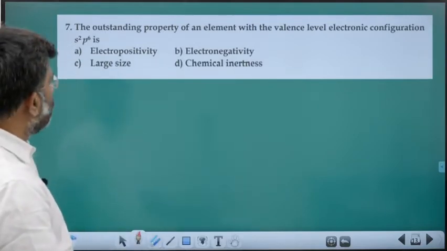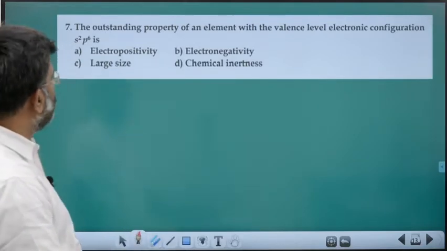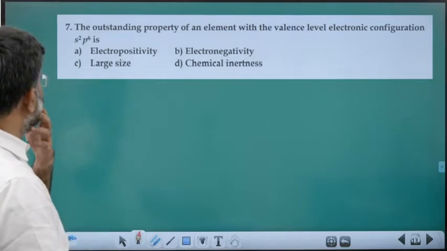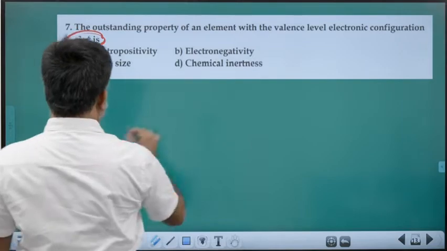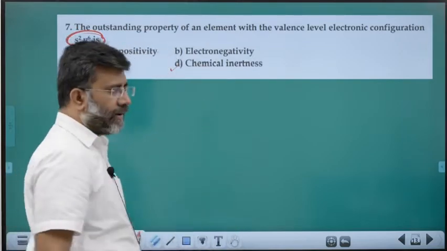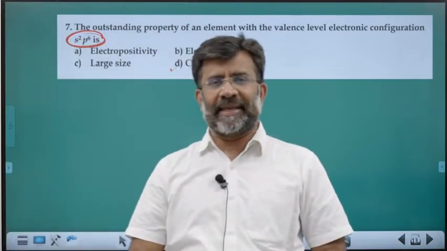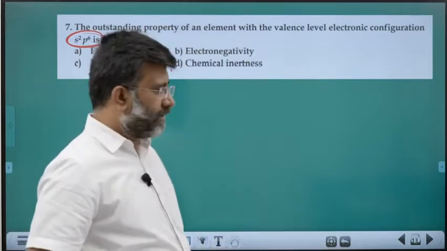Outstanding property of element with the valence electronic configuration s2p6. They are noble gases. s2p6 is noble gases, chemically inert. They are chemically inert, right? Next.